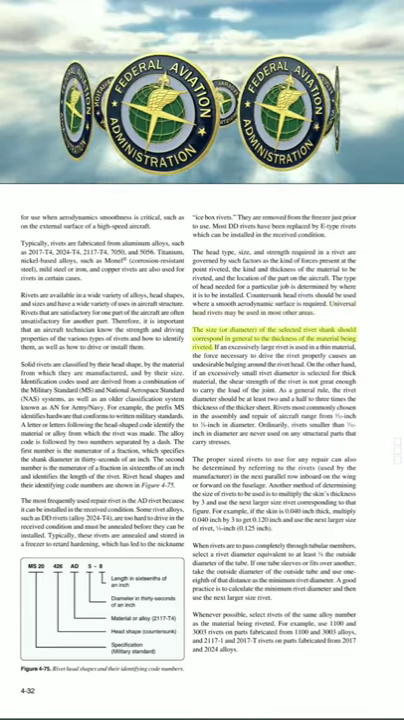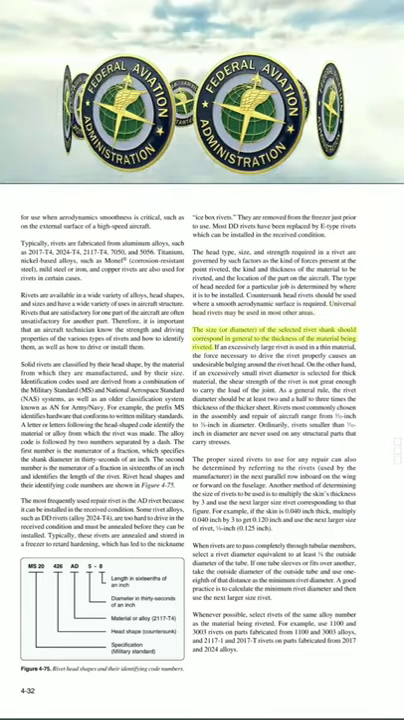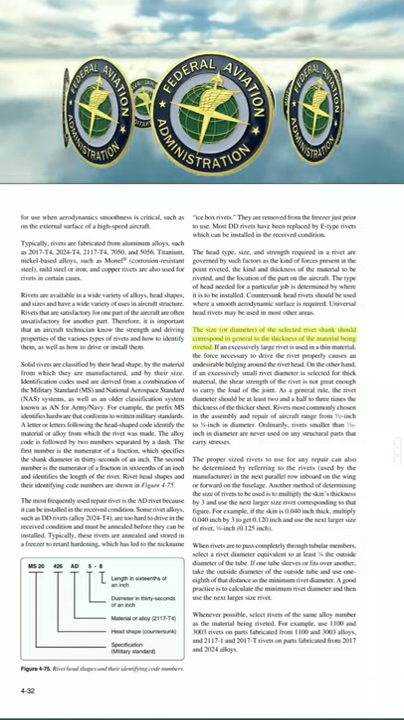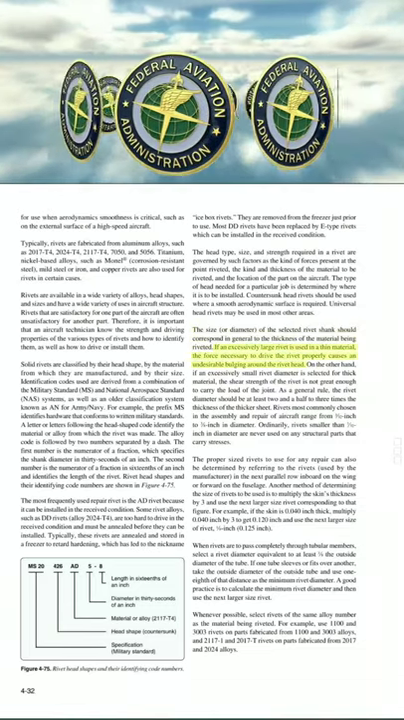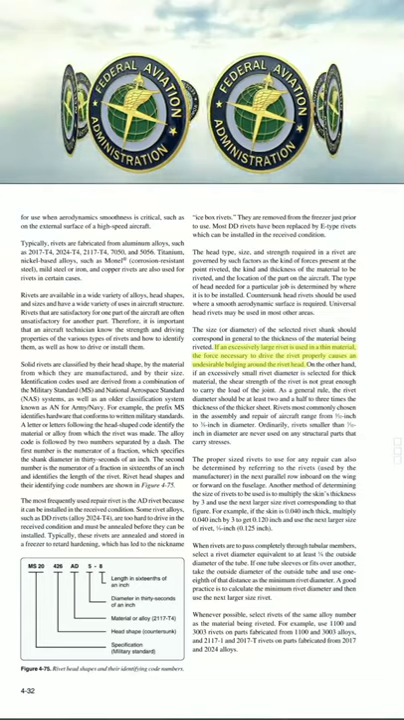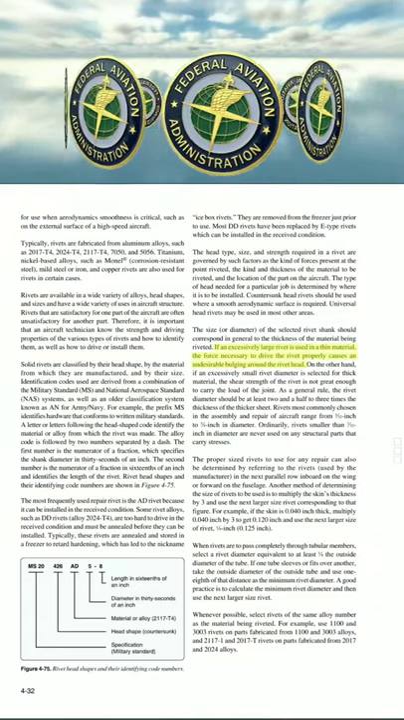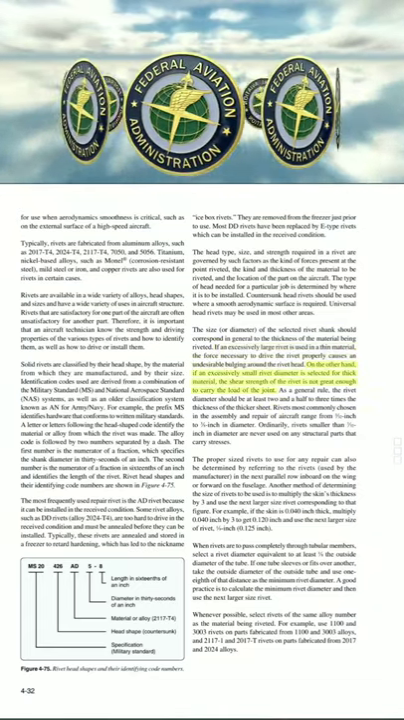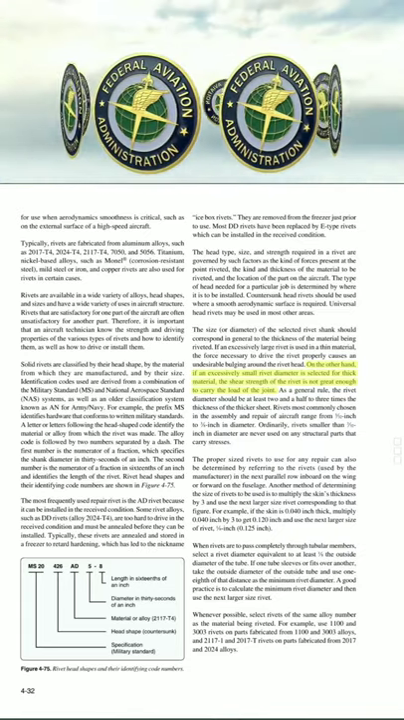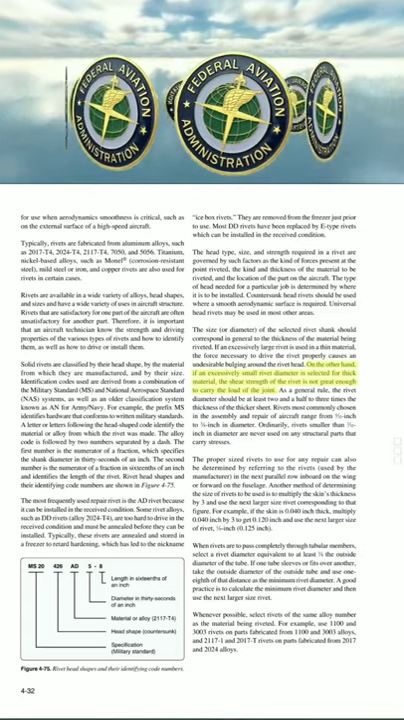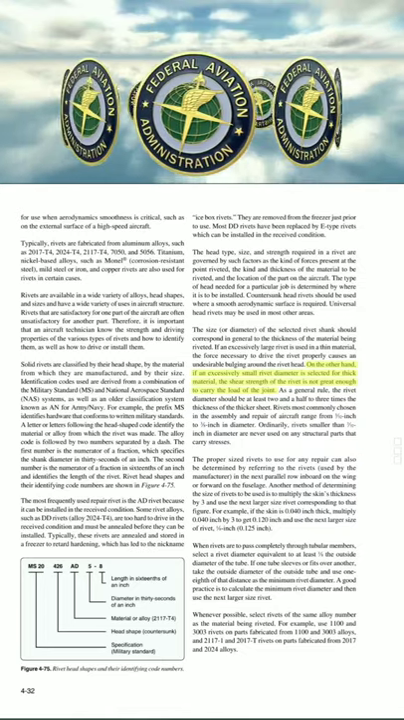The size, or diameter, of the selected rivet shank should correspond in general to the thickness of the material being riveted. If an excessively large rivet is used in a thin material, the force necessary to drive the rivet properly causes an undesirable bulging around the rivet head. On the other hand, if an excessively small rivet diameter is selected for thick material, the shear strength of the rivet is not great enough to carry the load of the joint.